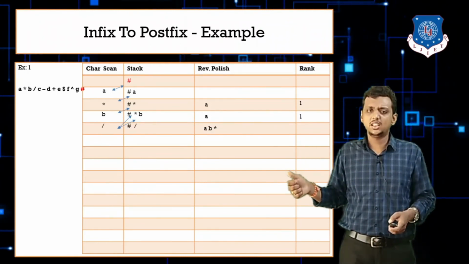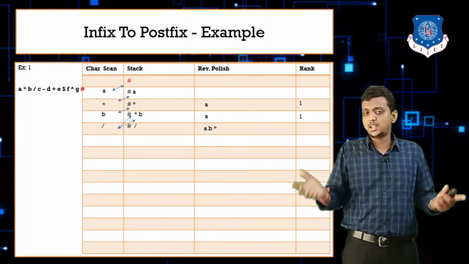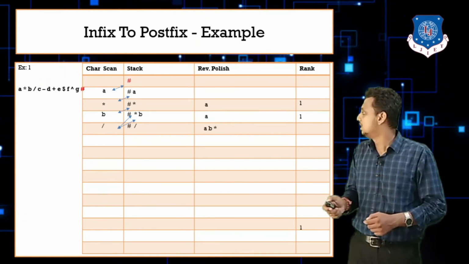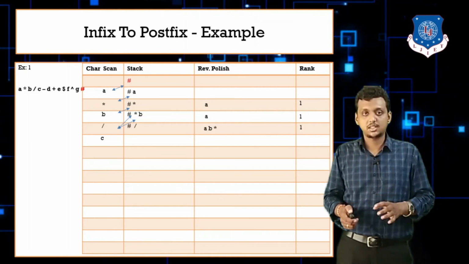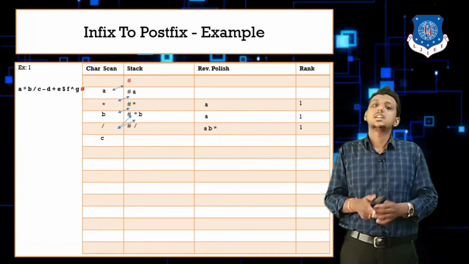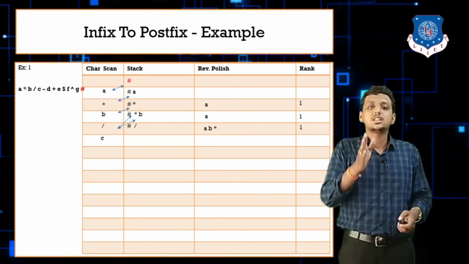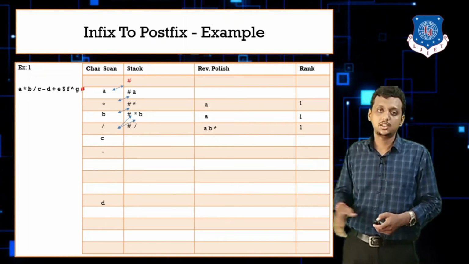Now calculate the rank, students. A and b, that means 2, star, that means -1. So 2 minus 1, the calculation is perfect, it is 1. The rank is 1. Now what next? Next, students, we have c with us. C is a character, don't think much, just push c inside the stack. So my stack becomes hash division c.